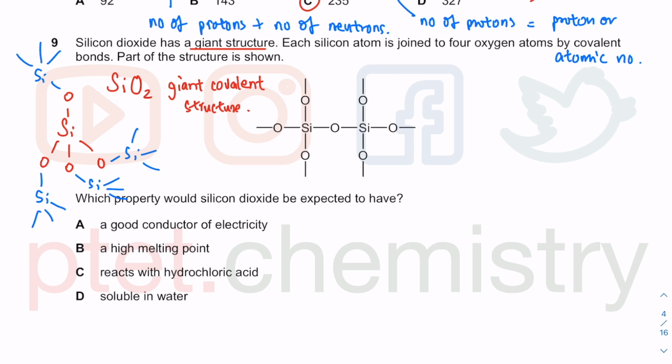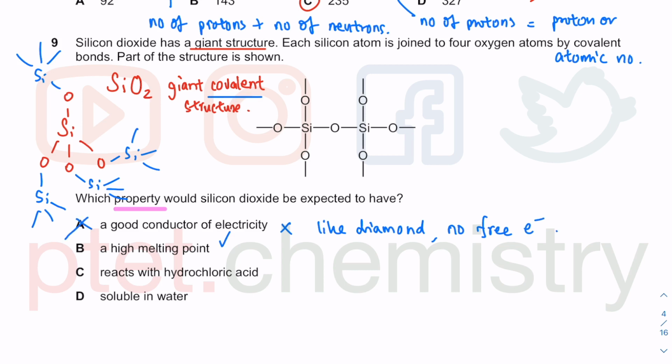Each silicon forms 4 covalent bonds to 4 oxygen. Each oxygen forms 2 covalent bonds to 2 silicon. Which property? We're looking at properties. So, good conductor of electricity? Not really. Like diamond, it does not have free electrons. We don't talk about ions because these are giant covalent structures. We say no free electrons to conduct. So A is wrong.